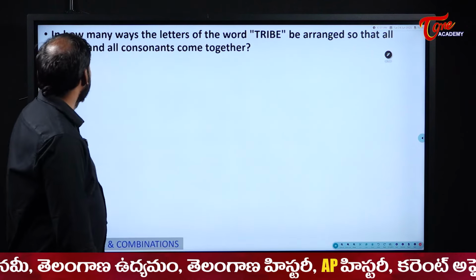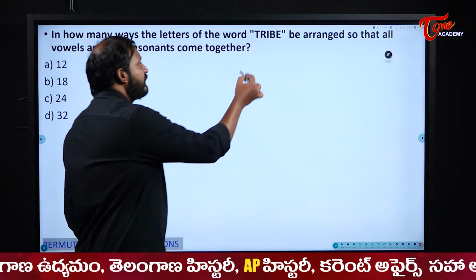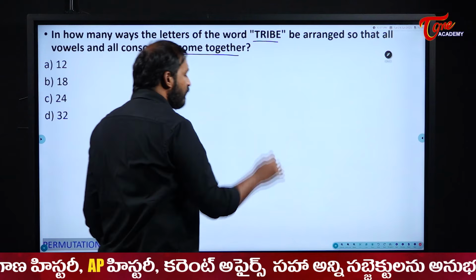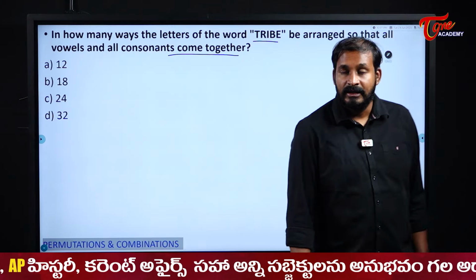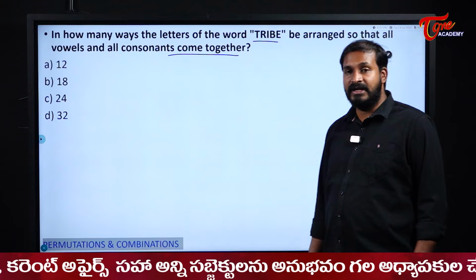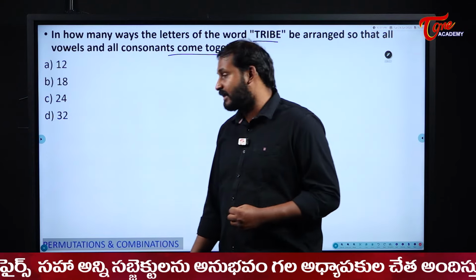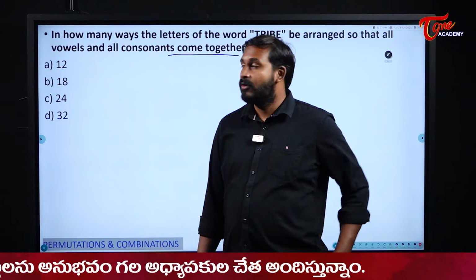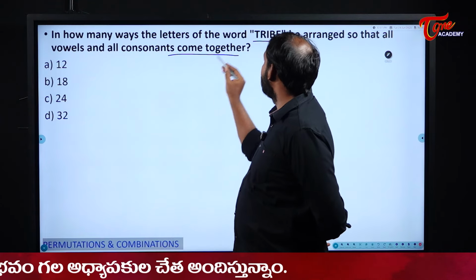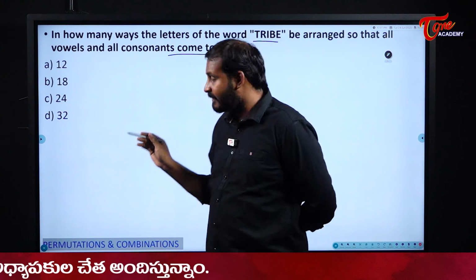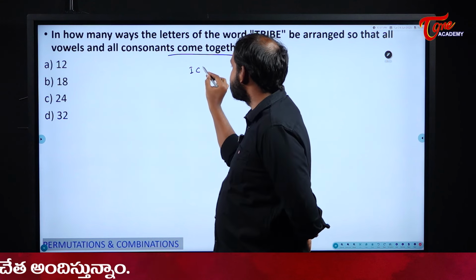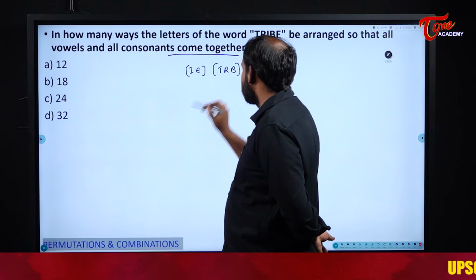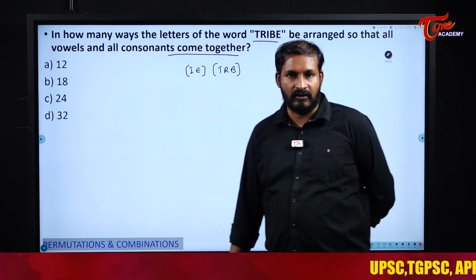Next one. In how many ways can the letters of the word TRIBE be arranged such that vowels and consonants always come together? Please see here, my vowels and consonants should always come together. That means they are like a group now. First of all, I will write them separately. I and E are vowels, and T, R, B are consonants.